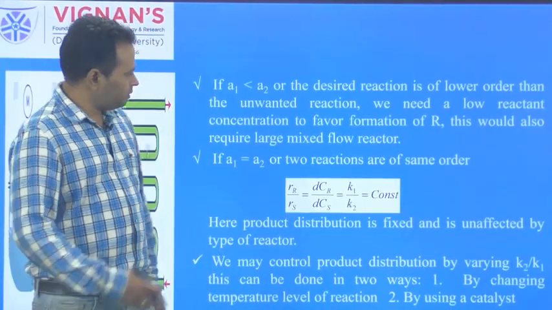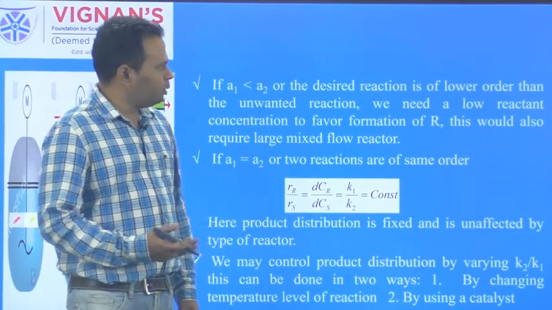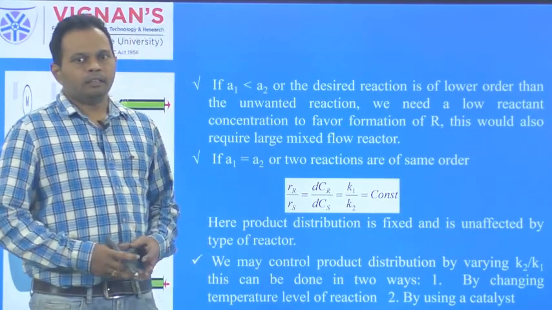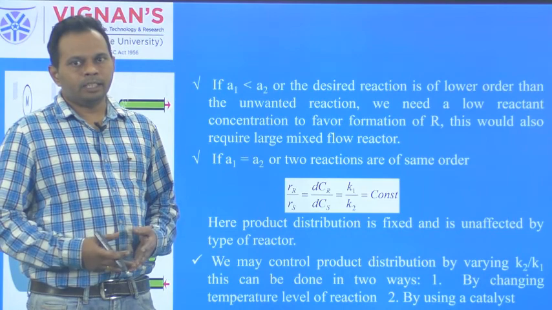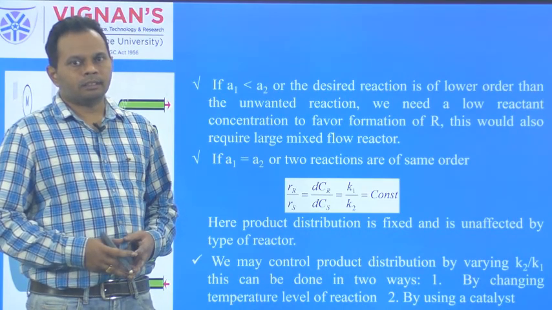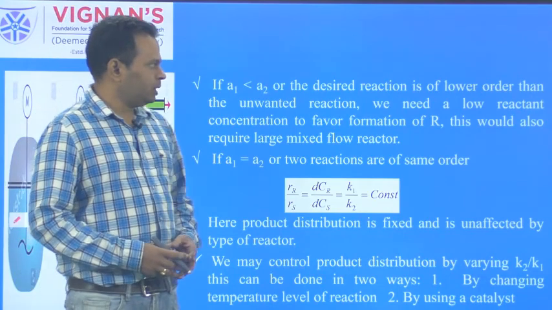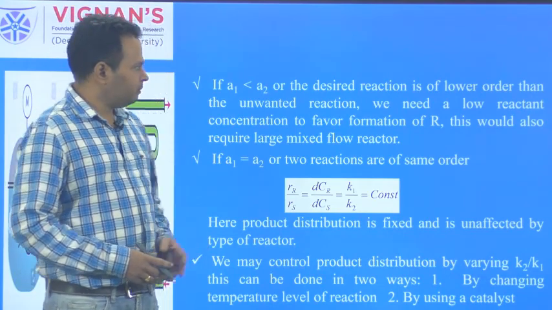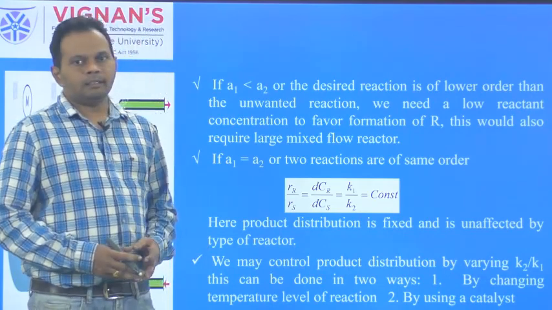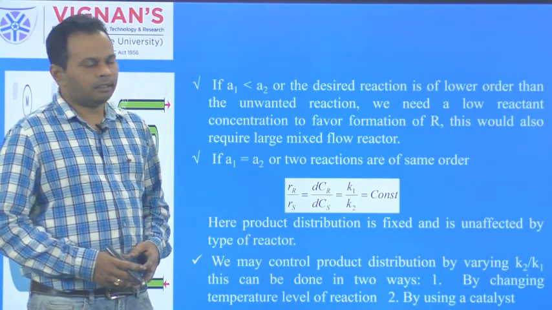So, to maintain the low concentration of A, the mixed flow reactor is the favorable reactor, so that we can maximize the formation of R and minimize the formation of S, for the case where the desired reaction order is less than the undesired reaction order.